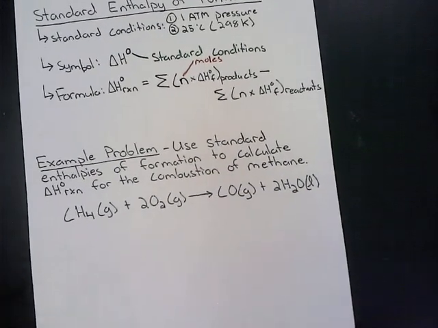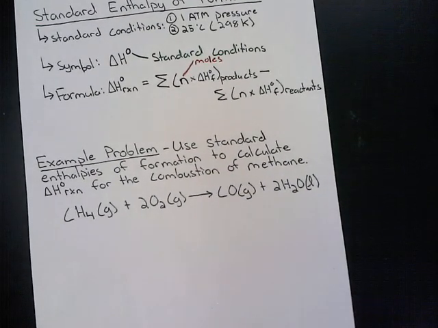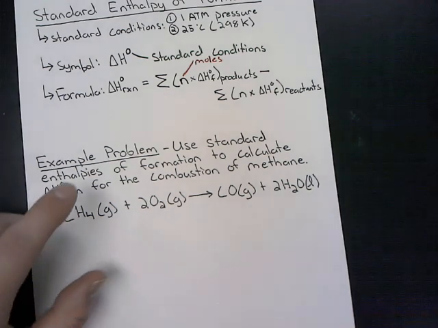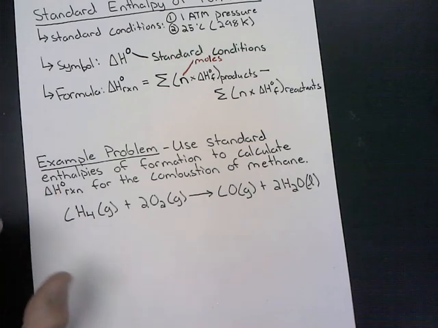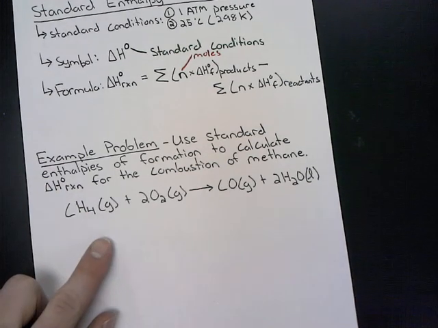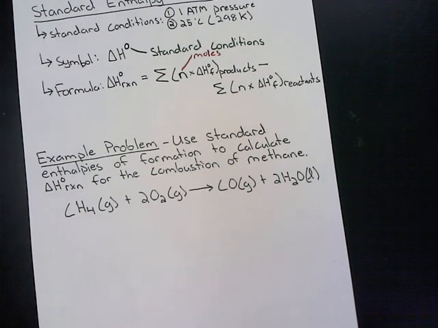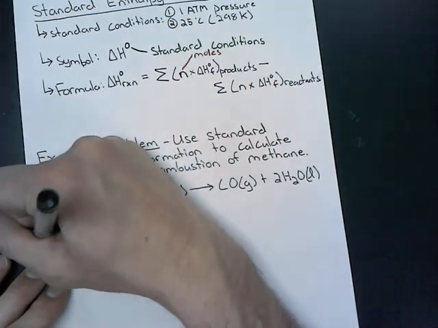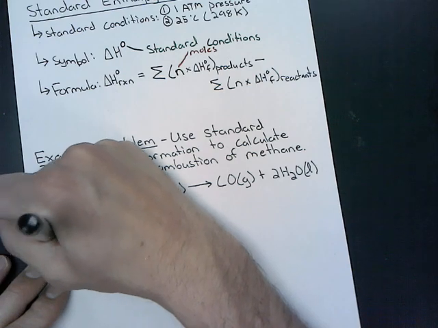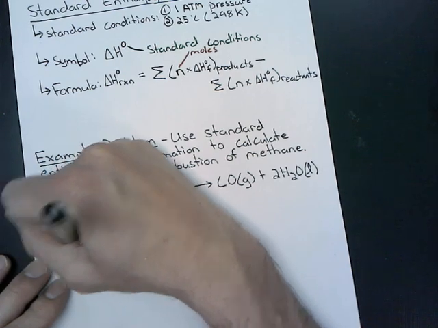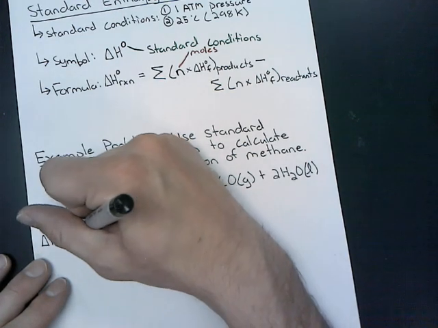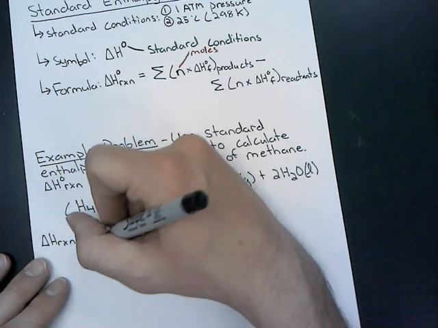So now we get down to our example problem. We want to know the standard enthalpies of formation to calculate the change of enthalpy at standard conditions, that's what that little circle means, for the combustion of methane. So always remember products minus reactants. So we start out here. Our delta H of our reaction is equal to... I always put a bracket.